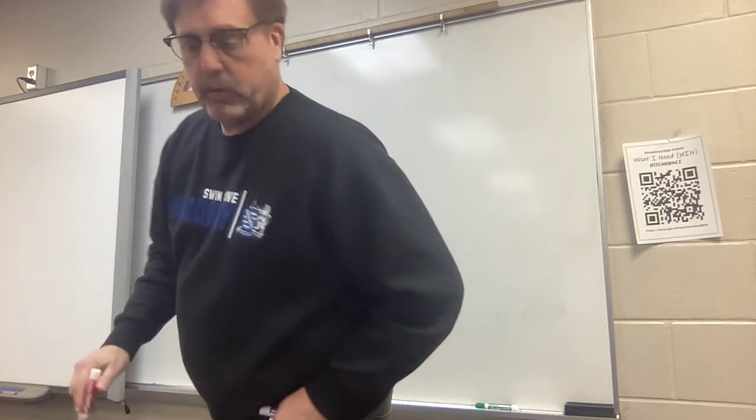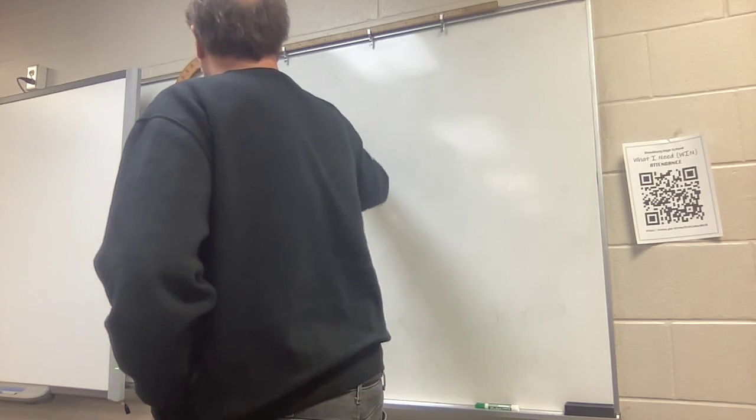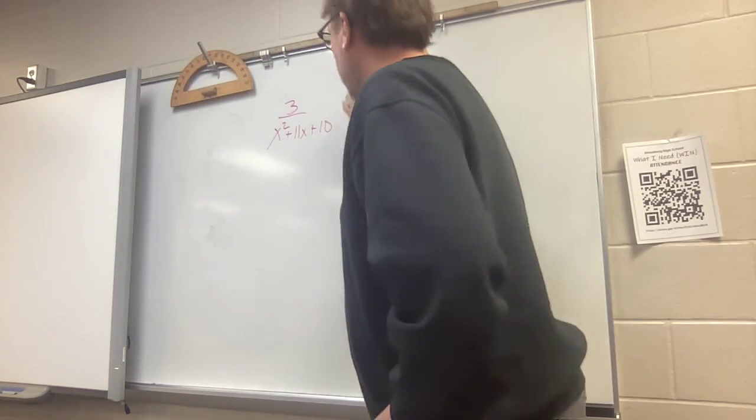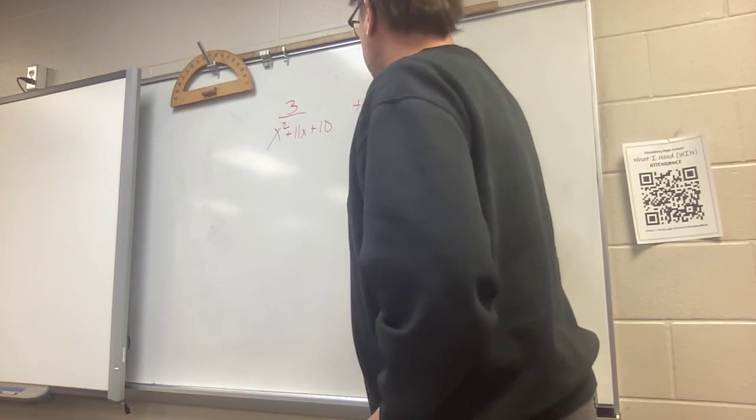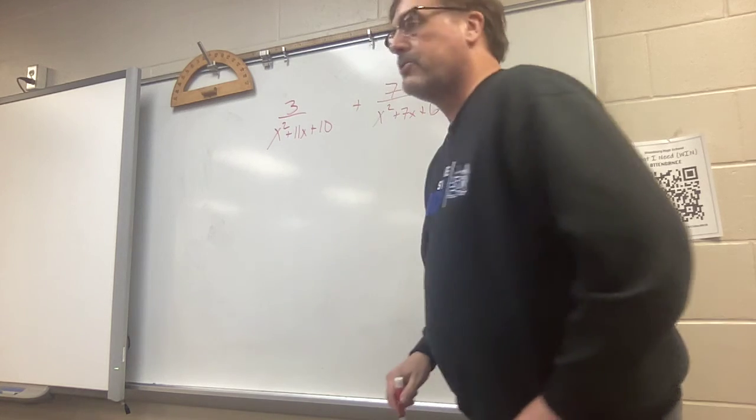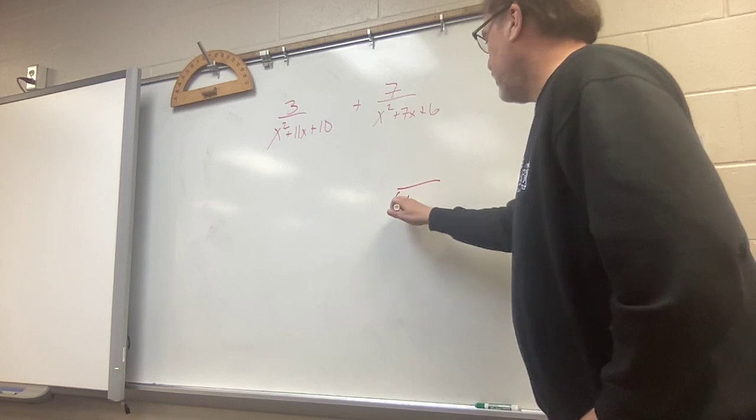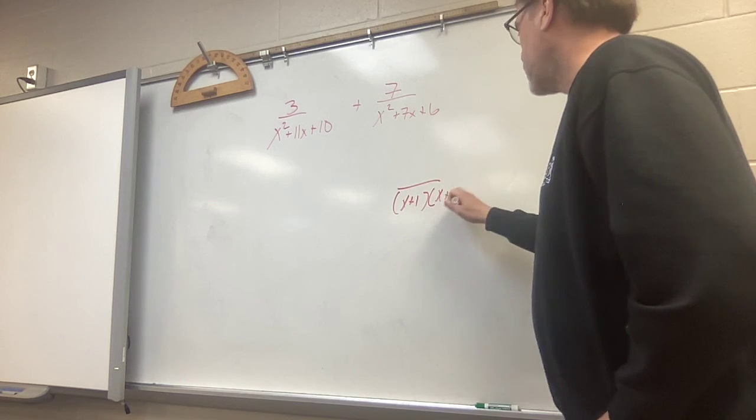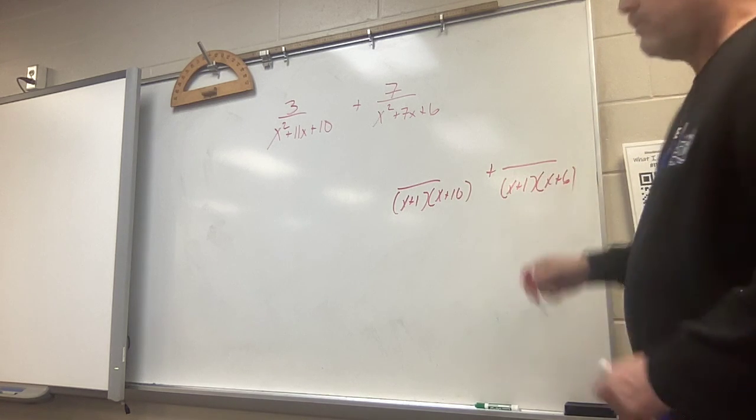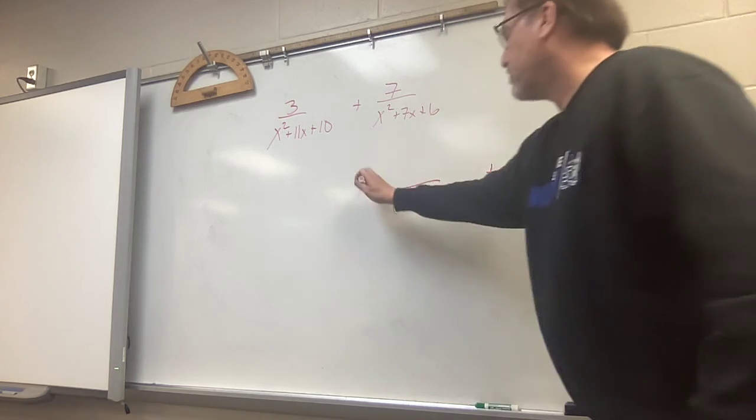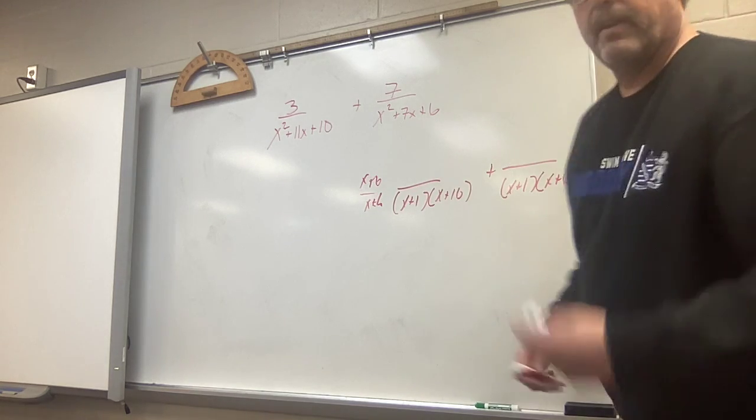3 over x squared plus 11x plus 10 plus 7 over x squared plus 7x plus 6. Those of you home or here, what do we do? Factor first. Real quick, I'm just going to do it real quick because my recording is running out of time. I factored. This one needs an x plus 6 over x plus 6. This needs an x plus 10 over x plus 10. There, good, bye.